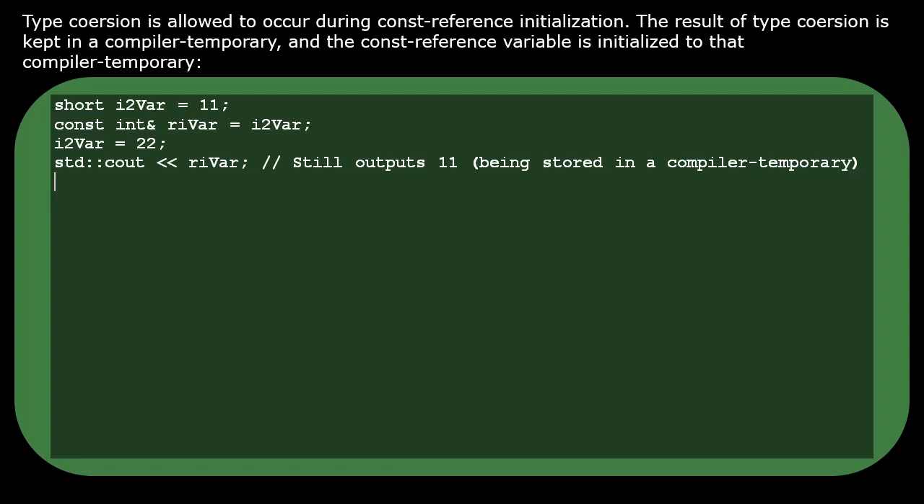Type coercion is allowed to occur during const reference's initialization. The result of type coercion is kept in a compiler temporary, and the const reference variable is initialized to that compiler temporary. This example highlights the fact that the compiler temporary has its own storage, separate from the original short-typed variable.